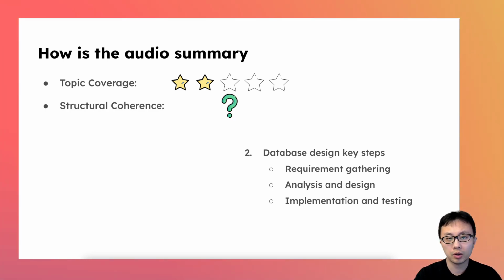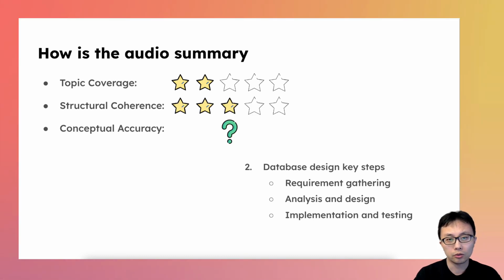Next, let's talk about structural coherence. Overall, it's acceptable. The flow mostly makes sense, but there are gaps and inconsistencies along the way. So I would give it a 3 out of 5. Last, let's look at conceptual accuracy. The overview mostly stays on surface and skips the parts that really require precision. So I would give it a 2.5 out of 5.